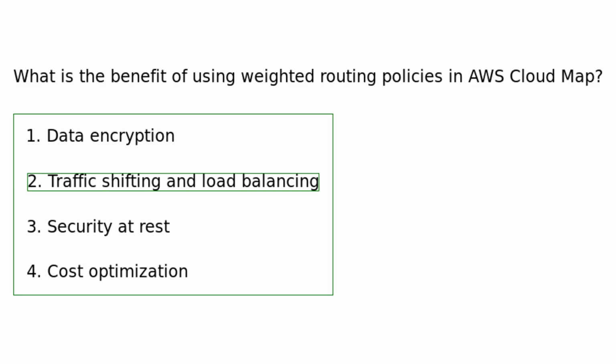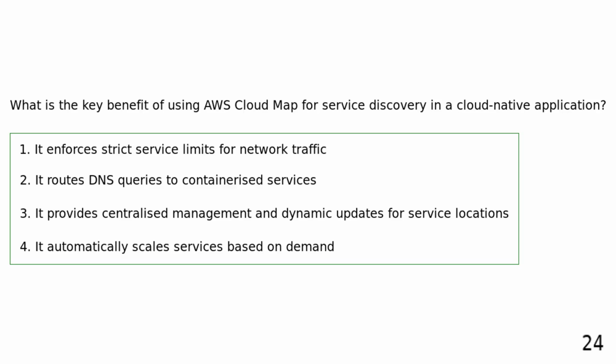Weighted routing policies in AWS Cloud Map allow you to control the distribution of traffic among multiple service instances, enabling traffic shifting and load balancing. What is the key benefit of using AWS Cloud Map for service discovery in a cloud-native application?